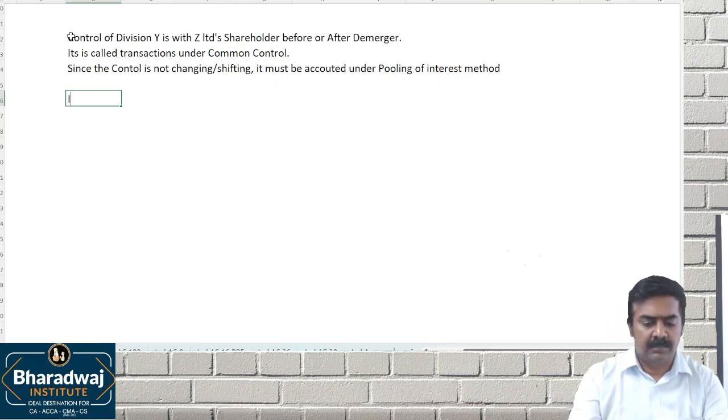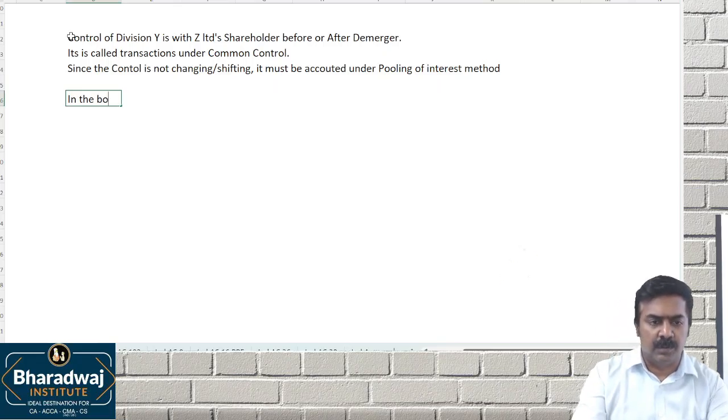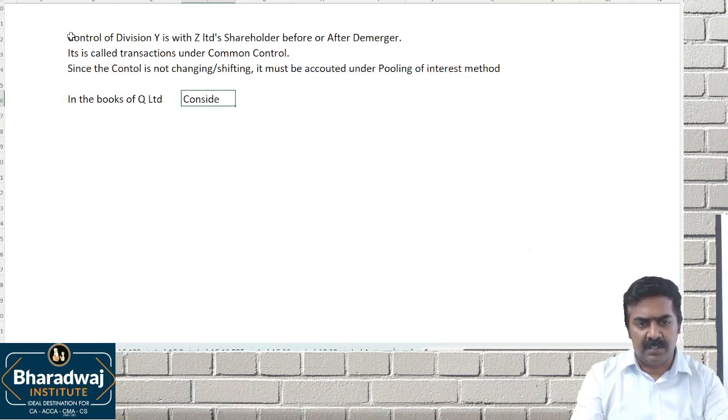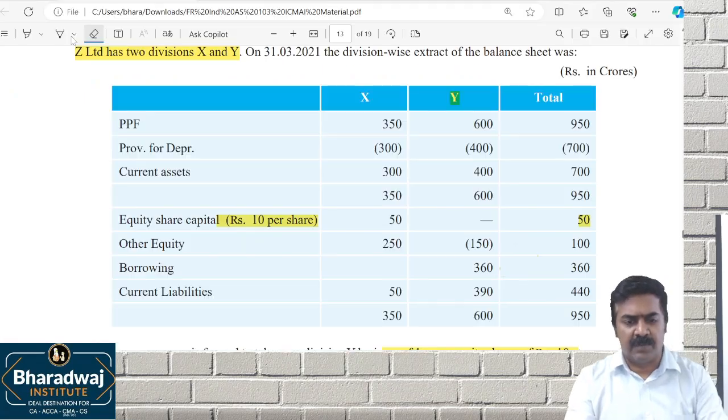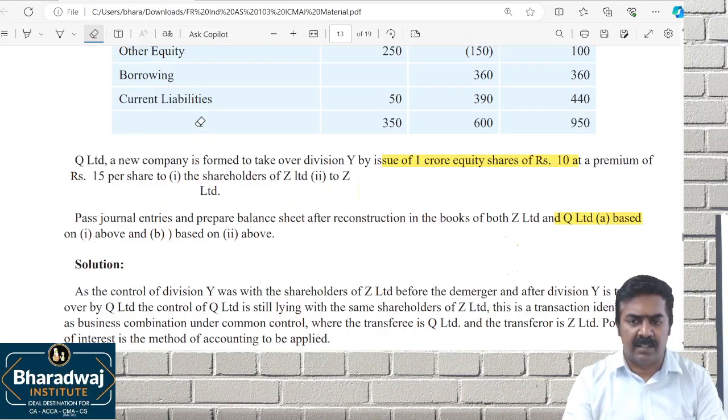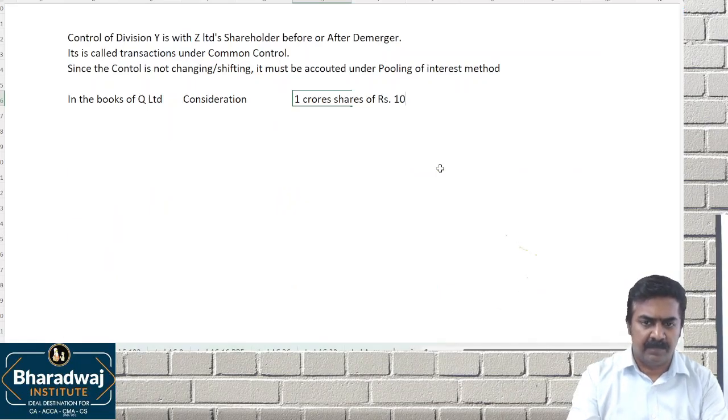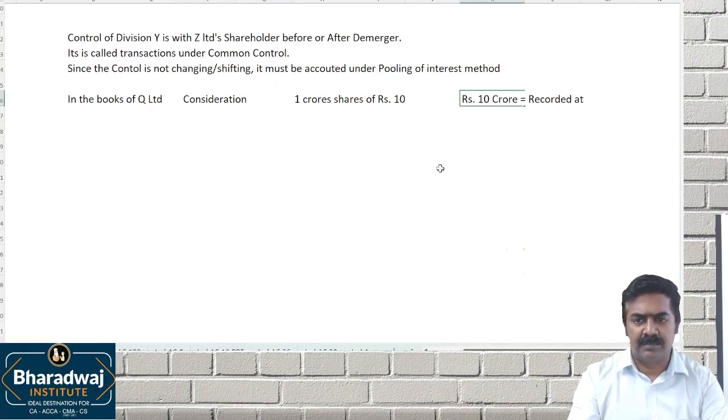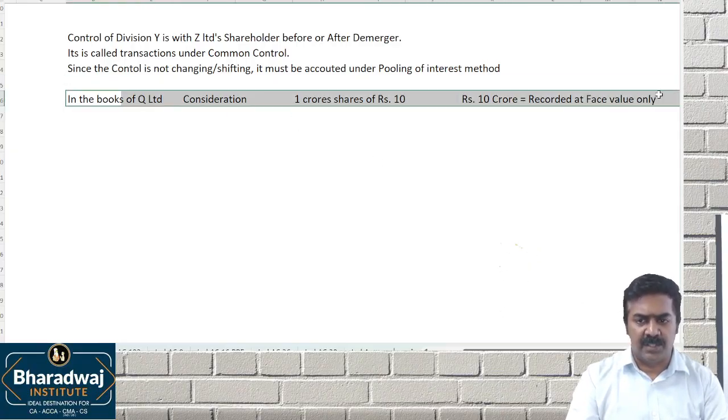Shall we? In the books of Q Limited, what is the consideration? 1 crore shares, what is the face value? What is the nominal value of shares allotted? 10 per share. Rupees 10 crore. It is recorded at face value only.